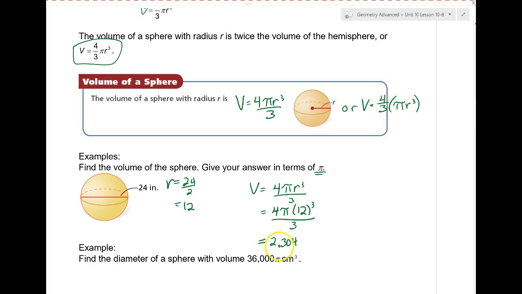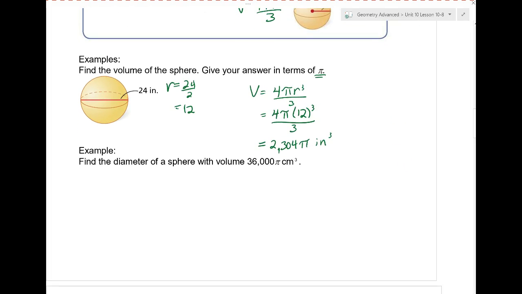2,304 pi cubic inches. What do you guys think? Easy? That is true. All right, it says now find the diameter of a sphere. Notice I went straight there.